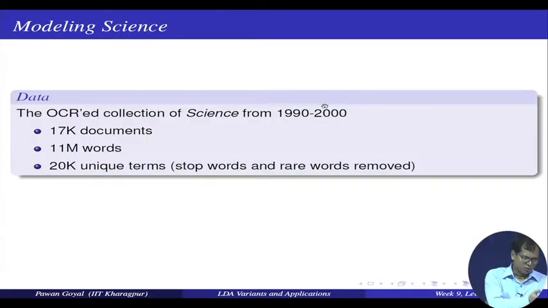Here is the collection that was also one of the motivations with which we started these topic models. You are taking a collection of science papers from 1990 to 2000. There are 17,000 documents and 11 million words, and there are 20,000 unique terms after removing the stop words and rare words. Now, on this collection, suppose you run your LDA model. For running the LDA model, you need to tell it the number of topics. Suppose you say you have 100 topics.